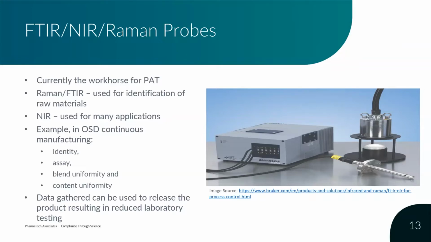So in this case, we can see here that, for example, any of these techniques could be used to determine identity, assay, blend uniformity, content uniformity. And all of this data can be used to substitute, if you will, for finished product release testing in either the quality control or analytical laboratory.